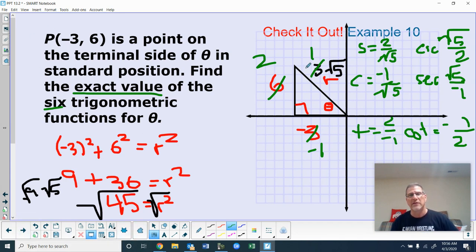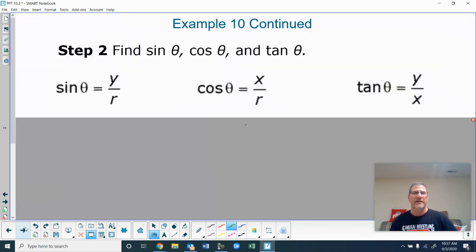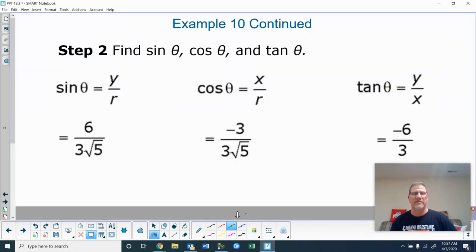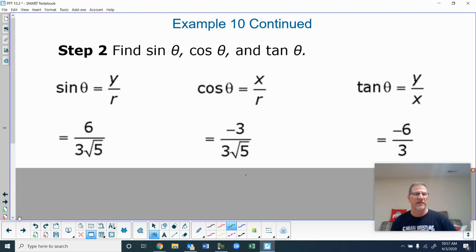They'll give you a point. Most of our examples were in the second quadrant, but they could be in the first, third, or fourth quadrant as well. Just remember your signs. If you're in the third quadrant, x and y are negative. Remember, r, the hypotenuse, is always positive. In the fourth quadrant, x is positive, y is negative. So you're going to get some negative answers. That's okay. Looks like they got the answers there for you.